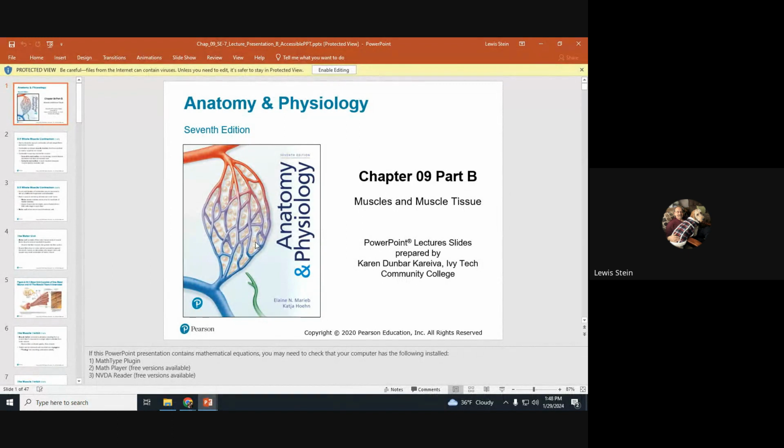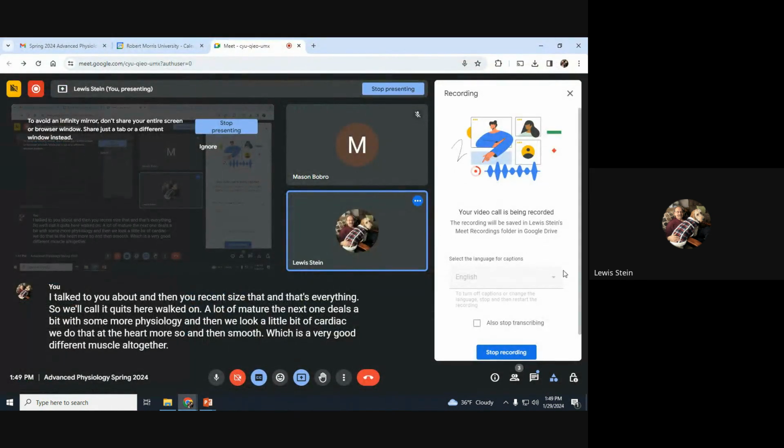So we'll call it quits here. Got a lot done, a lot of material. The next one deals a bit with some more physiology, and then we look a little bit at cardiac. We do that at the heart more so, and then smooth, which is a very different muscle altogether. But it's smooth. Goodbye out there in virtual land.